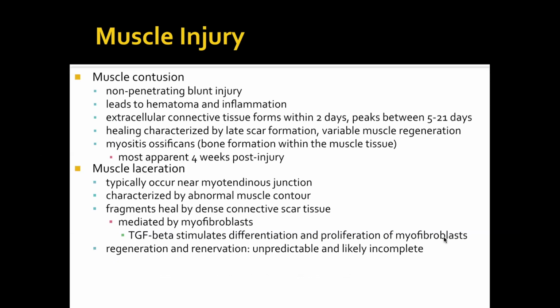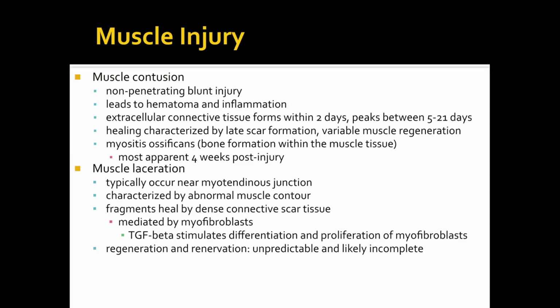Muscle contusion, it's non-penetrating blunt injury, again, leads to inflammation and hematoma. The extracellular connective tissue forms within 2 days and peaks between 5 and 21. You get scar formation, variable muscle regeneration, and you can get myositis ossificans, that HO, most apparent 4 weeks post injury. And again, the classic test question is you get a thigh contusion from a helmet in a football player, and you want to hold that in a flexed position. So all these are clinically relevant as well as very highly testable subjects.